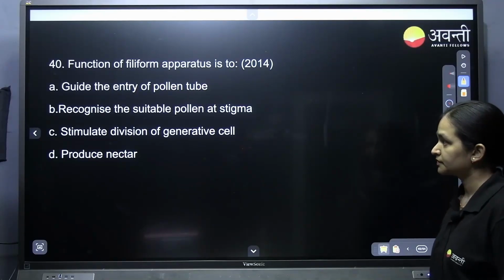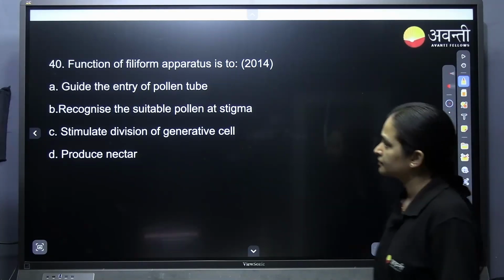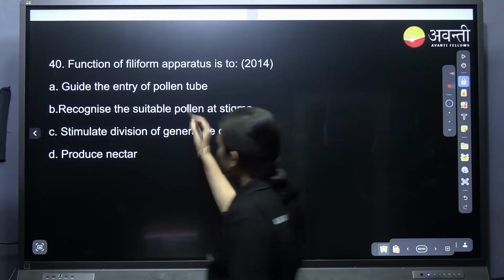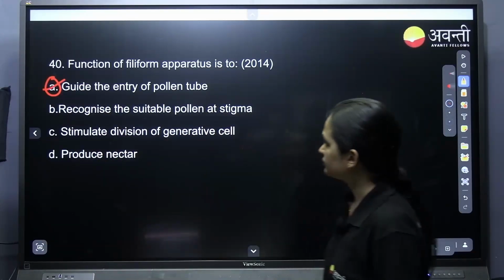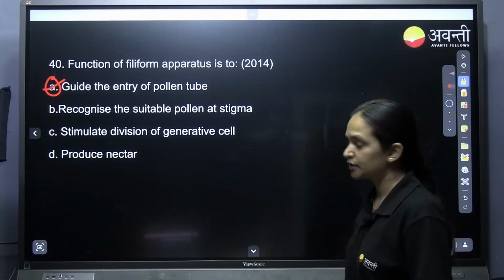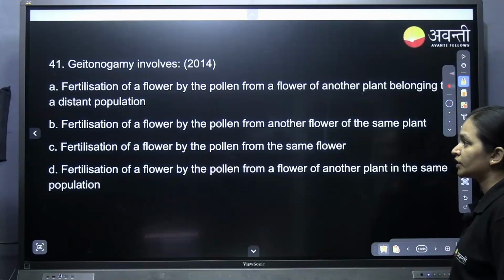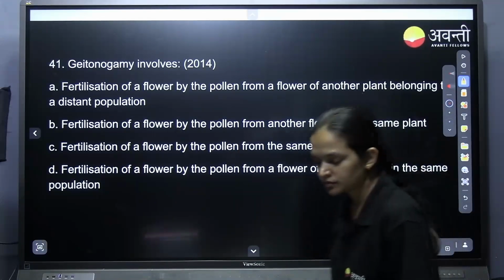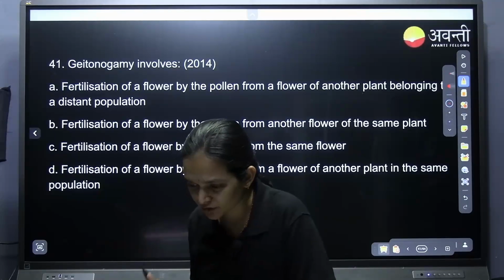Function of the filiform apparatus is to guide the entry of the pollen tube. Guide the entry of the pollen tube. Am I audible, visible? Is everything okay?